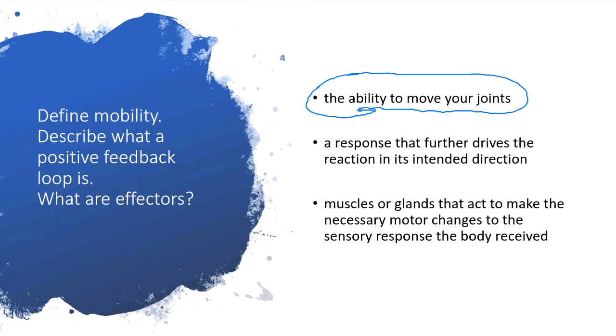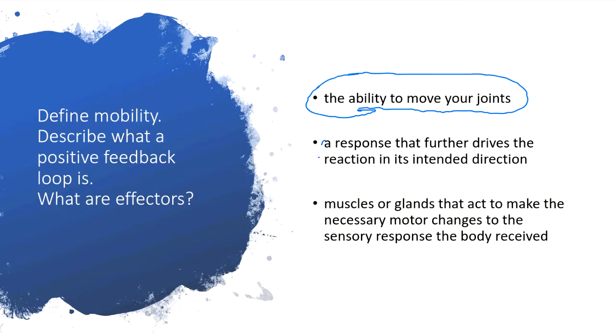What is positive feedback? It is a response that further drives the reaction in its intended direction. Okay, so for example, blood clotting is a positive feedback loop. Okay, more blood recruits more platelets. The more platelets there are, that causes more platelets to come, even more platelets to come, and then those platelets cause even more platelets to come. So it's moving it in the intended direction. It wants to clot the blood to stop you from bleeding out.